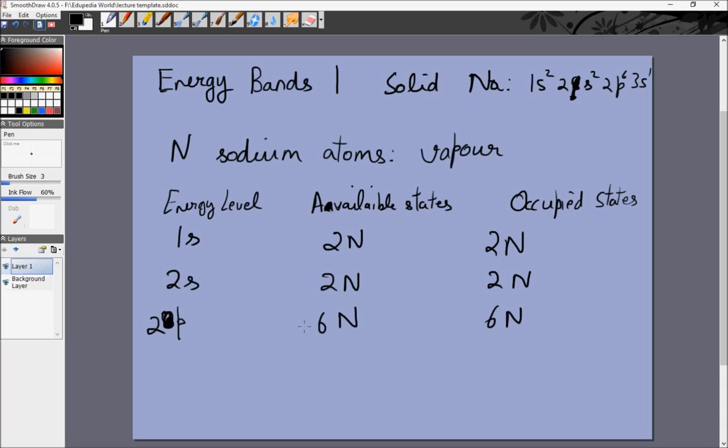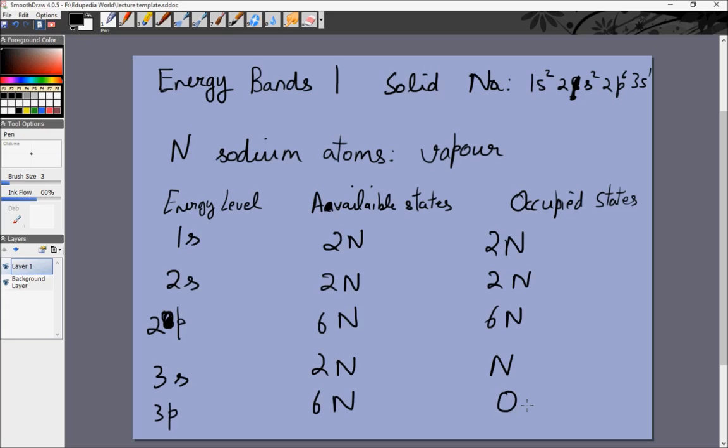So the first three energy states are completely filled, but when we move on to 3s, things get interesting. For 3s, there are a total of 2n energy states, but only n of them are filled. Because the 3s state can hold a total of 2 electrons, but we only have 1 electron in the 3s state in the sodium atom. Then you have 3p. I'll not go any further. 3p can have a total of 6n states, but it really has no electrons in any of these.